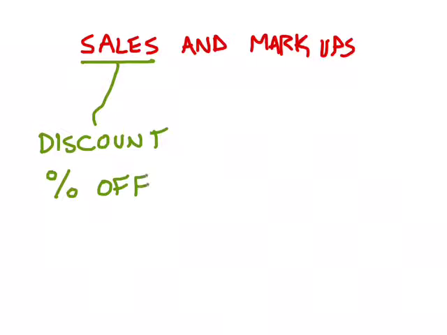So you might say, I went to a store that was having a 30% off sale, and that's just a percent change. The 30% off is like a 30% decrease. It tells us the percentage things are changing.